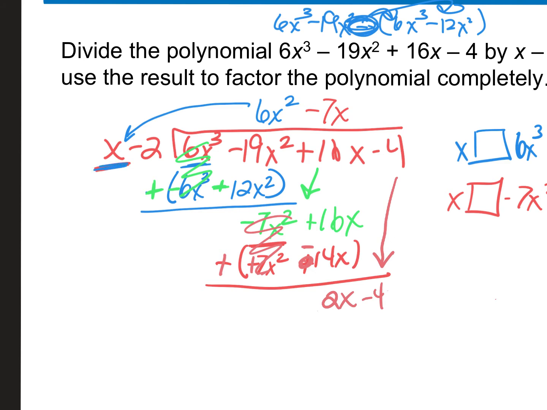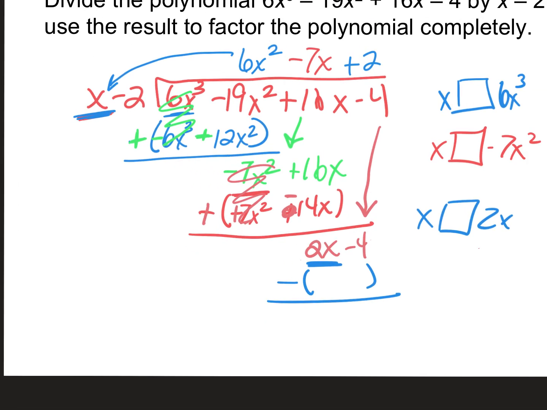First term into first term. X times what gives me 2x? 2. Positive, right? So plus 2. So get your subtraction set up. Multiply. 2 times x is 2x. 2 times negative 2 is negative 4.